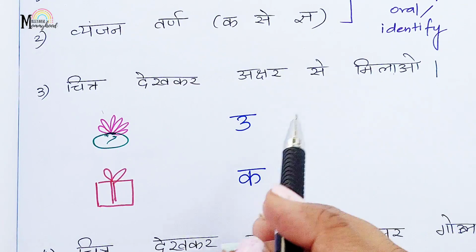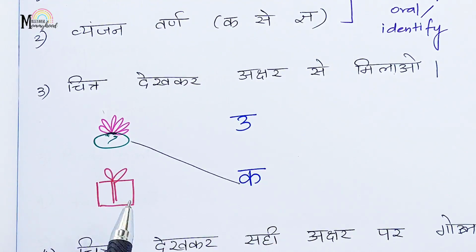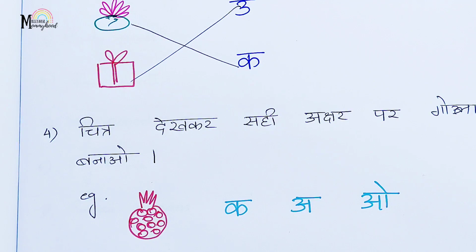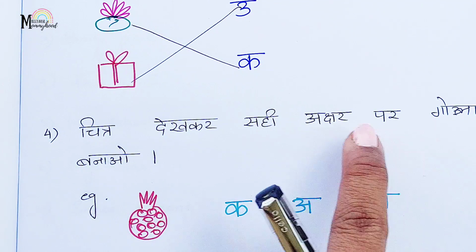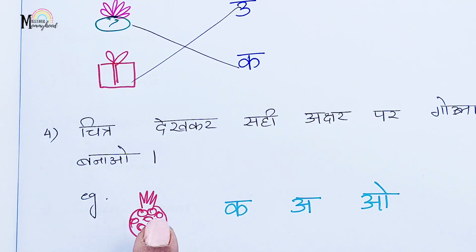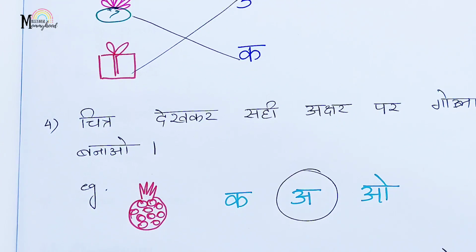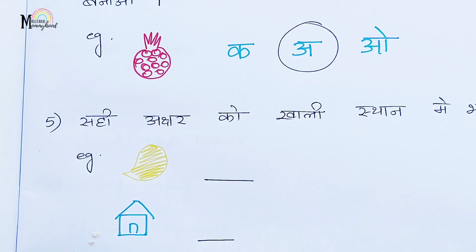Chitra dekhkar akshar se milao. In this they have to look at the picture and match with that letter. For example, Ka se kamal, U se uphaar. The next is chitra dekhkar sahi akshar par gola banao. You have to see the picture and circle the correct letter. For example, A se anar.